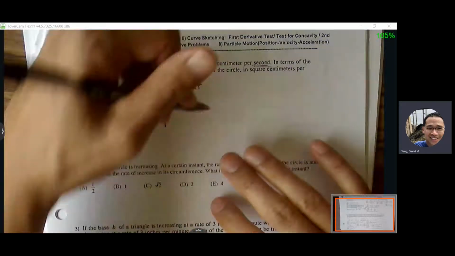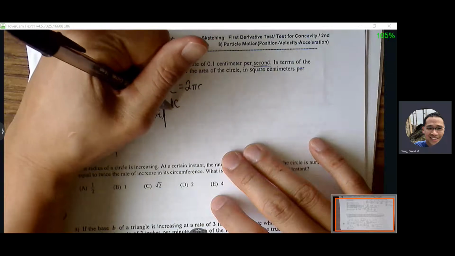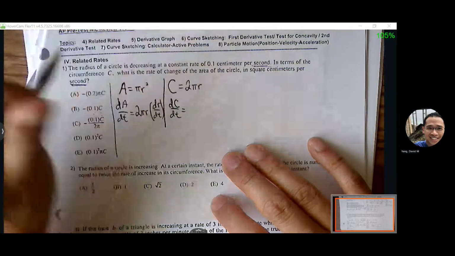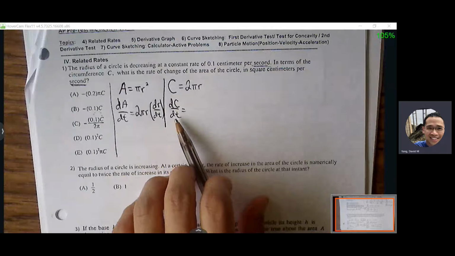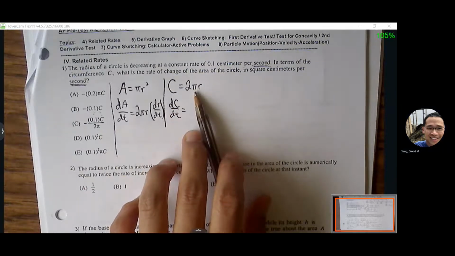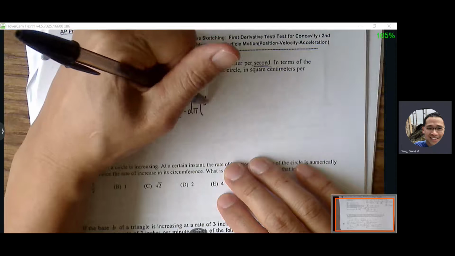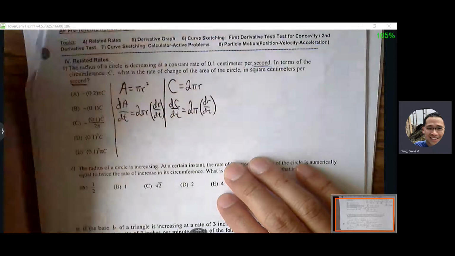What does C become? dC/dt. C becomes 1, and we attach dC/dt. What does 2 pi r become? 2 pi. The r goes away, but we're asking for r's derivative, so we need to attach dr/dt.